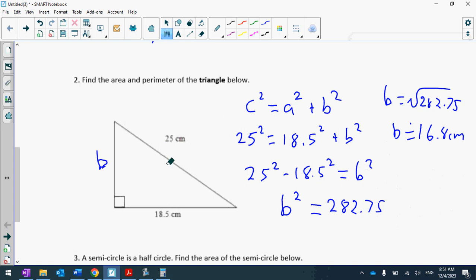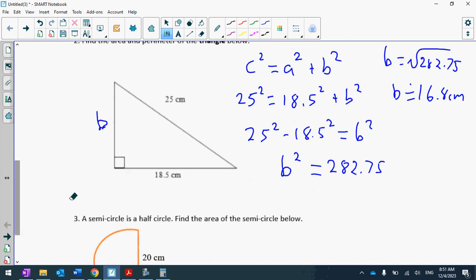And then the perimeter, I don't really need a formula for the perimeter of a triangle. I can just add up the three sides here. So our perimeter is going to be approximately 25 plus 18.5 plus the missing side we just found, which is 16.8. Those are all in centimeters. And that's going to be about 60.3 centimeters.